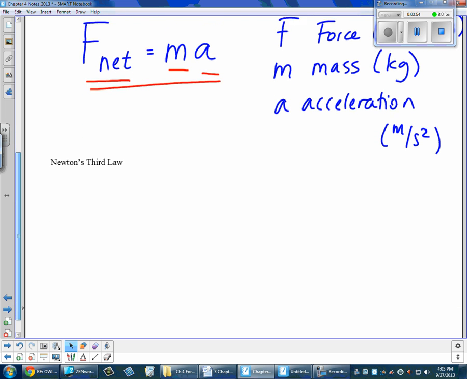Let's take a look at Newton's third law. Newton's third law is often described as the action-reaction law. For every action, there is an equal and opposite reaction. But again, that language isn't quite what Newton meant. What he really means is, for every force, there is an equal and opposite force. And this only works for objects that are not accelerating relative to each other.